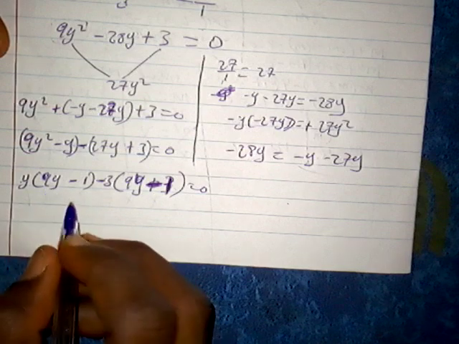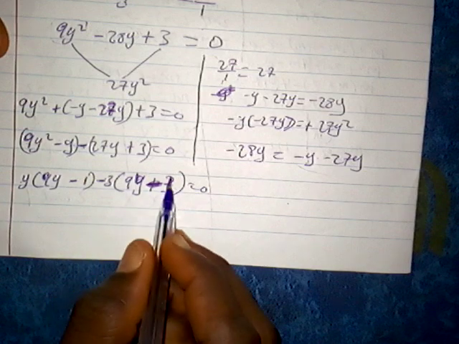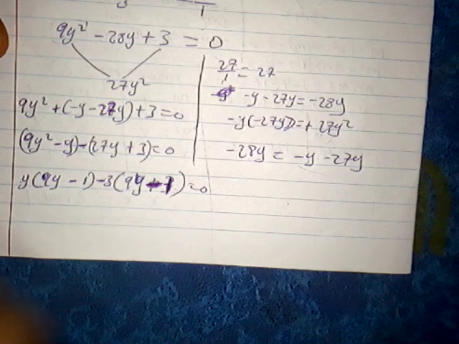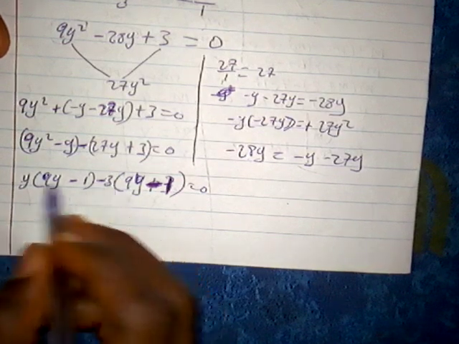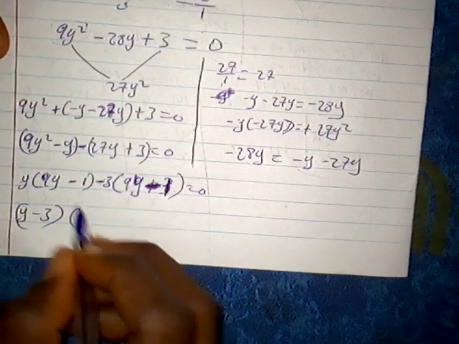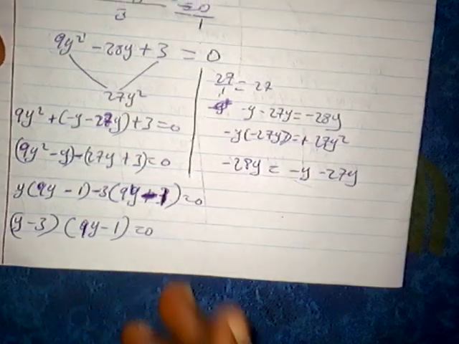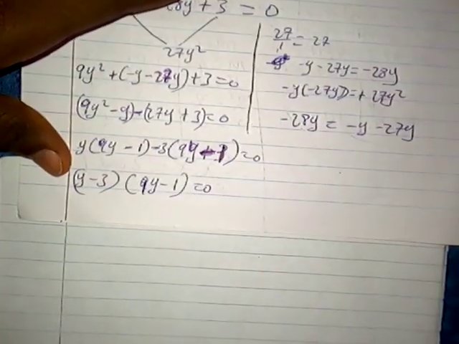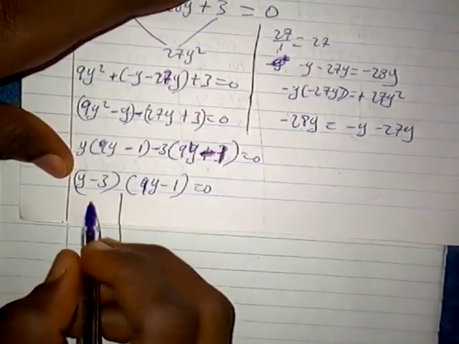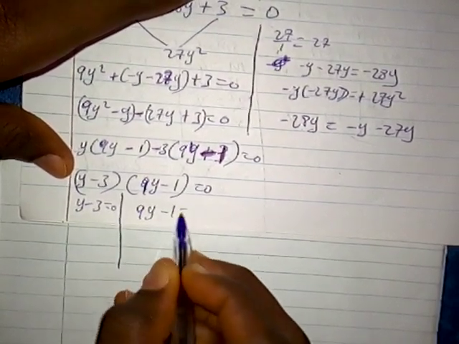Now if you notice, the digits inside the brackets are the same: 9y minus 1, 9y minus 1. You see, this is a minus. So they are the same. We take the digits outside the bracket first. We have minus 3 and y, so we say y minus 3. Then we take one of these brackets, 9y minus 1. Now we proceed. So we say y minus 3 equals to 0, and 9y minus 1 equals to 0.